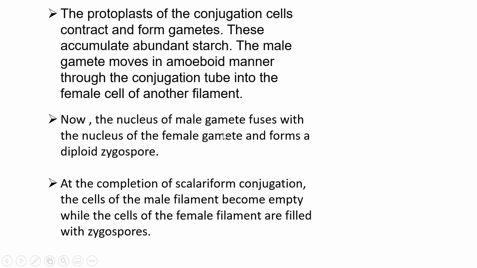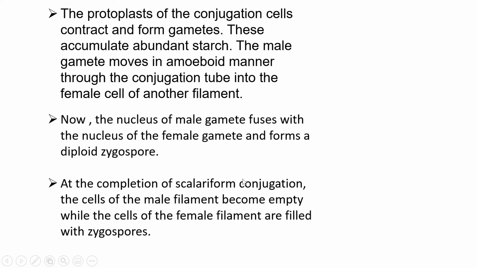The protoplasts of the conjugating cells contract and form gametes. These accumulate abundant starch. The male gamete moves in an amoeboid manner through the conjugation tube into the female cell of another filament. This is important. Now the nucleus of the male gamete fuses with the nucleus of the female gamete and forms a diploid zygospore.